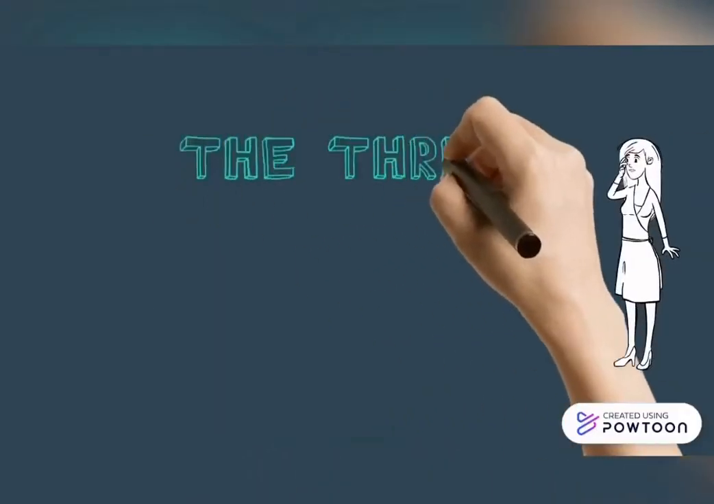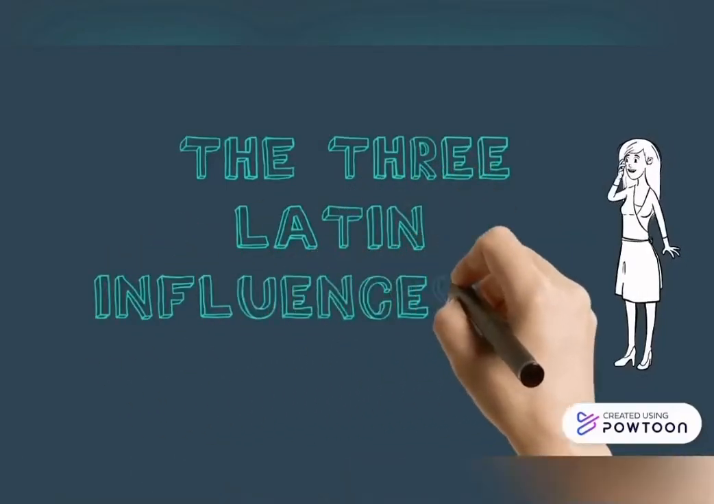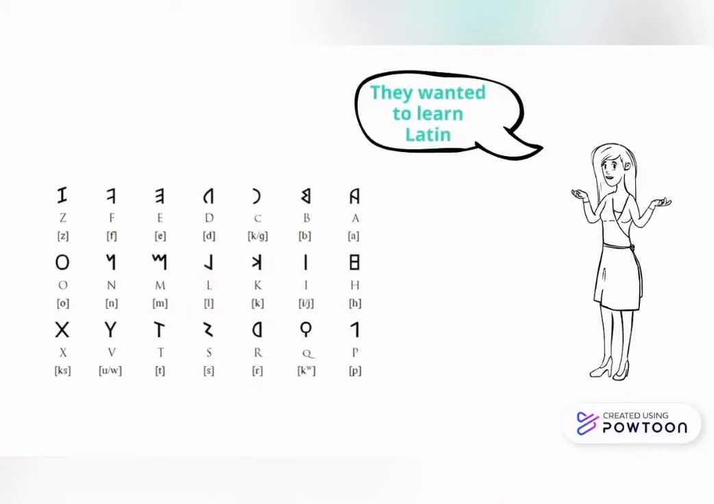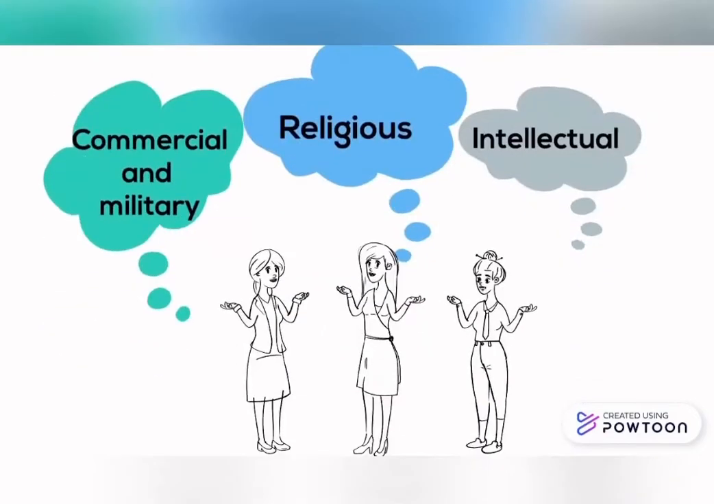The three Latin influences on Old English. The Anglo-Saxons wanted to learn Latin because it was the language of a highly regarded civilization, and it was not the language of a conquered people. The three occasions the Anglo-Saxons had to come into contact with Roman Latin civilization and borrow Latin loanwords before the end of the Anglo-Saxon period were at first commercial and military, later religious, and then intellectual.